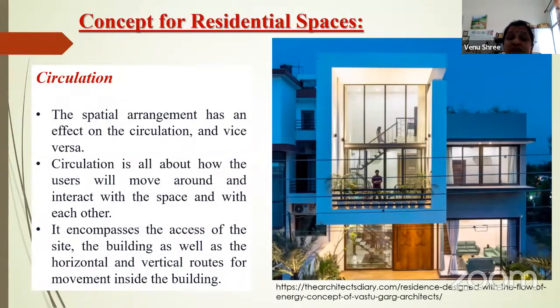Next most important thing is circulation. The medium of transportation from one particular space to another particular space. So the spatial arrangement has an effect on the circulation and vice versa. Circulation is all about how the user will move around and interact with the space and with each other. It encompasses the access of the site, the building, as well as the horizontal and vertical routes for movement inside the building.